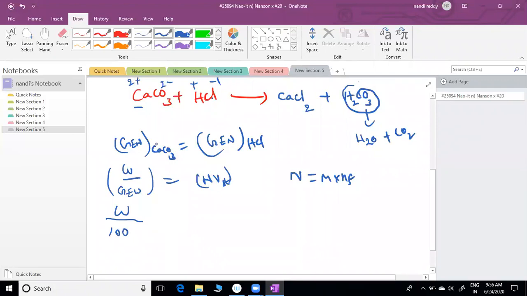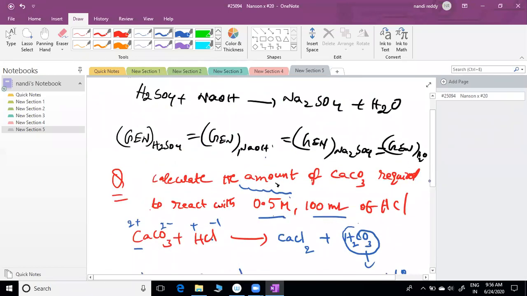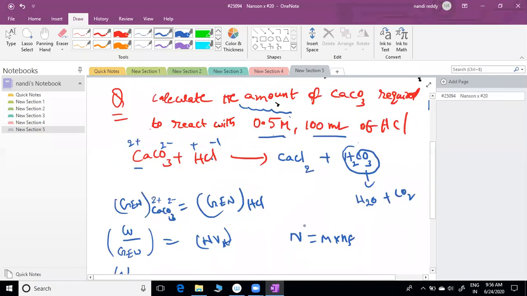For the n factor calculation, you have to take either the cation charge or the anion charge. I have given this very clearly. Either you can take the cation charge Ca2 plus or CO3 2 minus, anyone. The n factor is 2. What is the normality here? Molarity into n factor is the normality. So normality equals molarity, 0.5. What is the n factor for HCl? The n factor is 1. You'll get 0.5 only.